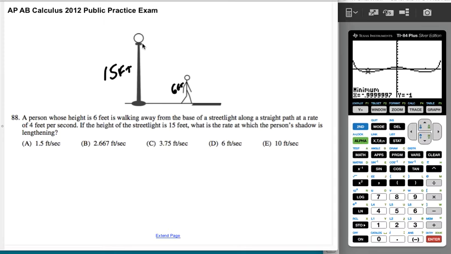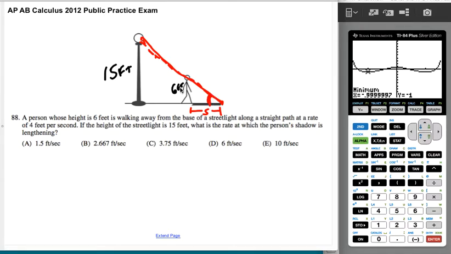Okay, so here's how shadows work, except I can't draw, okay? This is a triangle, right? The light hits the person's head, it casts a shadow. That's how it works. That's the tip of your shadow. So we want to know how fast the person's shadow is lengthening, right? So I'm going to call this length S for shadow. The nice thing about shadows is they create similar triangles. So I don't know what this angle is, but I don't really have to know.